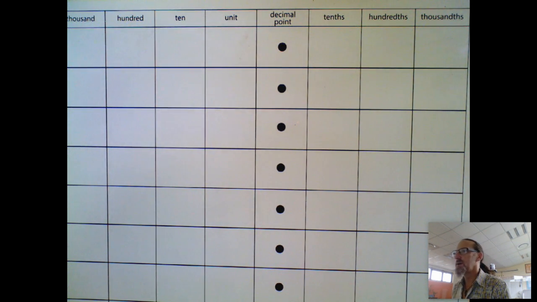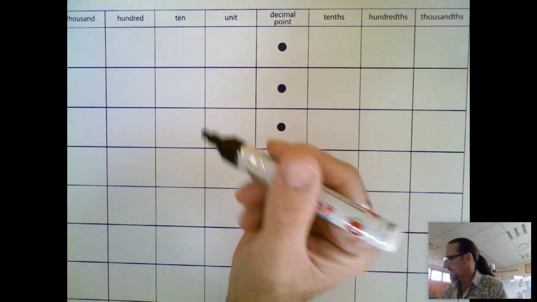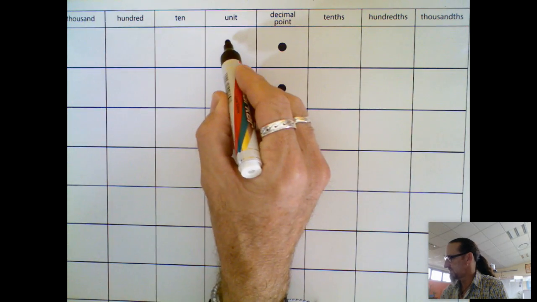Okay, today we're going to look at what happens when we place digits on a place value chart and we start multiplying by 10 or dividing by 10. Okay, so let's start with something very, very simple using this place value chart.